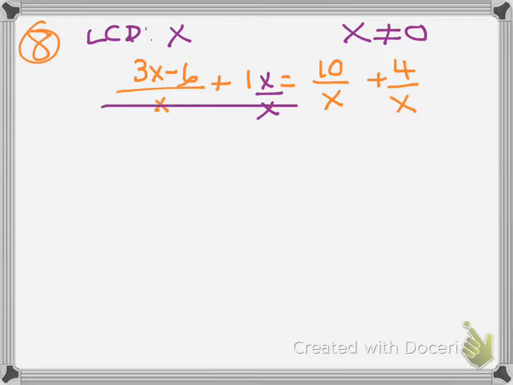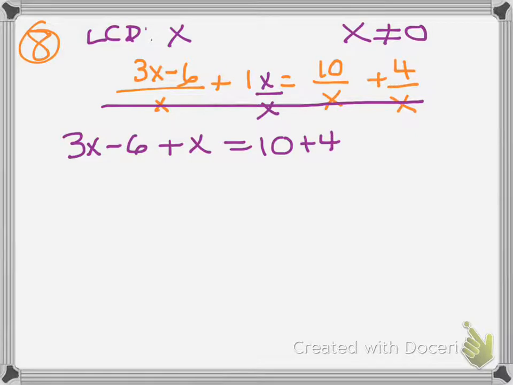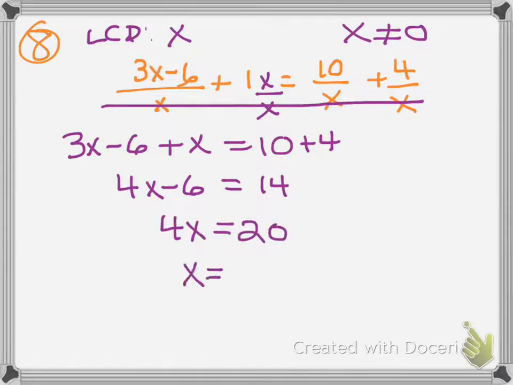So they're all the same, so let's cross out that denominator and solve 3x minus 6 plus x equals 10 plus 4. So we get 4x minus 6 equals 14. Add 6, you get 4x equals 20. And again, x equals 5.